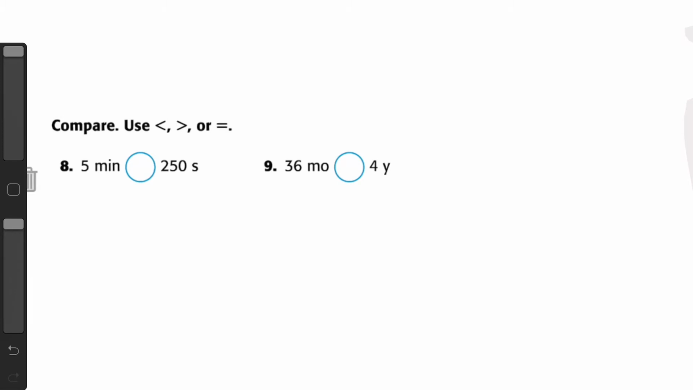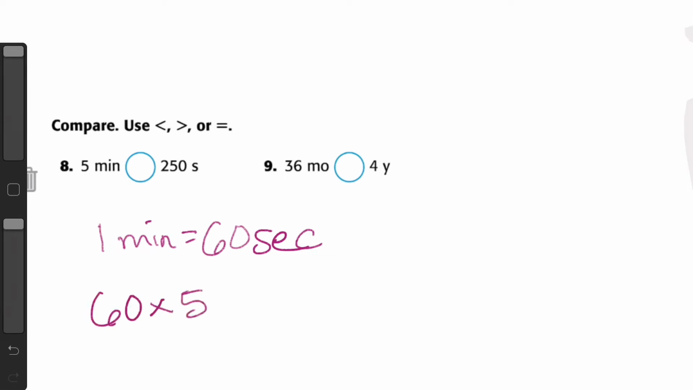All right, this one it is asking us to compare. So it's giving us minutes compared to seconds. So looking at it, you may be able to tell. I can't. So I'm going to figure out in 1 minute, there are 60 seconds. So in 5 minutes, I can either add 60 5 times, or I can do 60 times 5. I know 6 times 5 is 30. Add my 0, that's 300 seconds. So I know that 300 seconds is greater than 250 seconds.